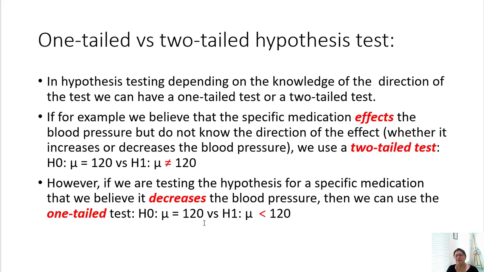So for example, if we believe that, let's say, the blood pressure is less for a specific kind of people, so if the average blood pressure is 120, then for the alternative hypothesis, because we believe in this group of people blood pressure is lower, we put a one-tailed test and we make the alternative hypothesis as less than.